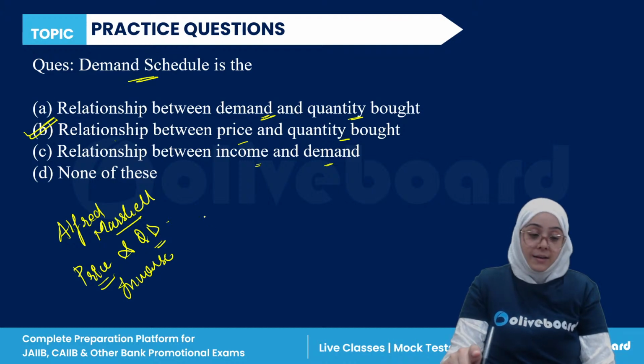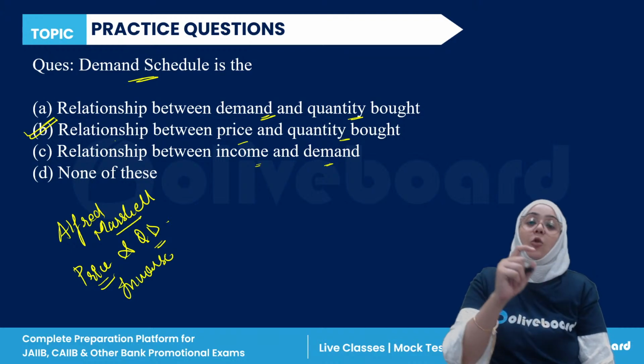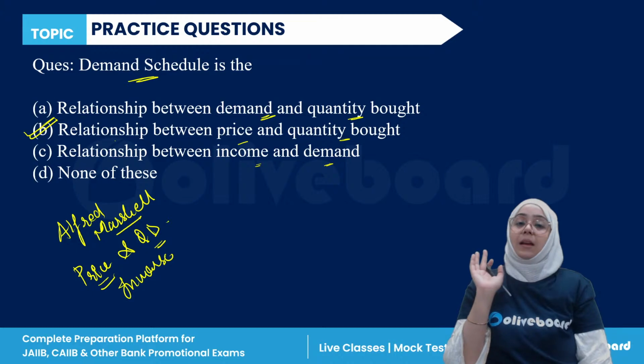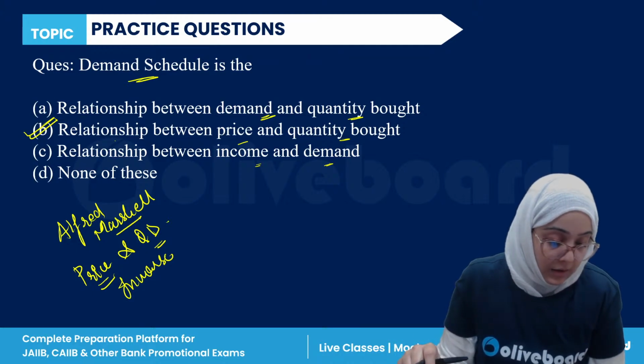Clear? Done, everyone? Not income and demand. No, it is between price and quantity bought. Quantity bought, or you can say demand. Both can be correct. Okay. Done.